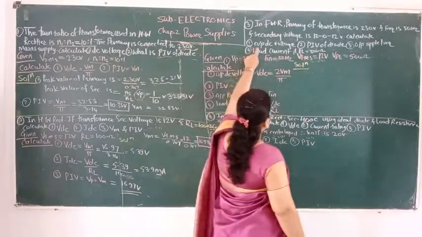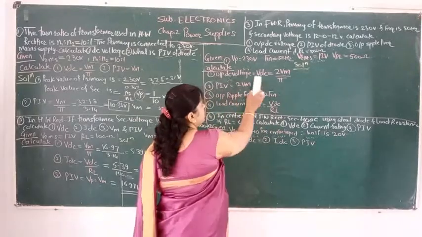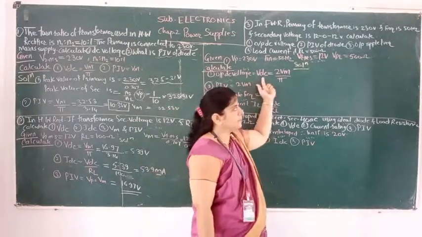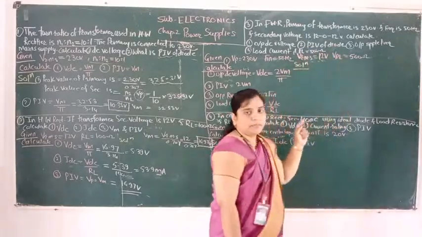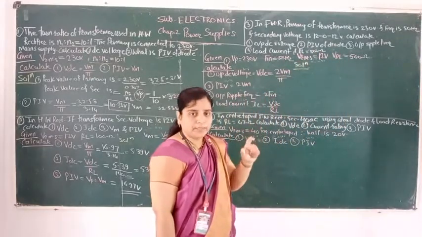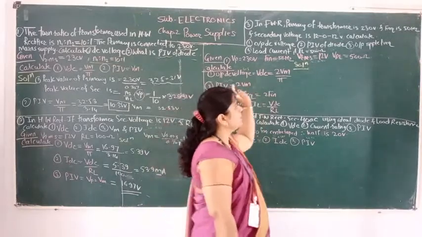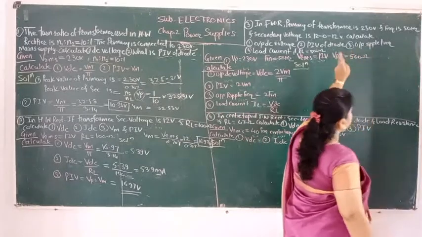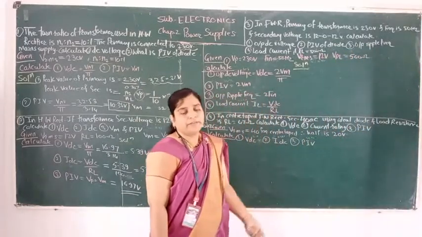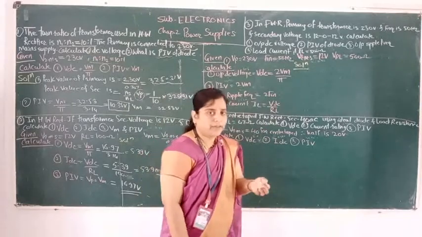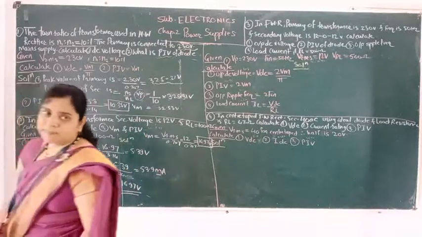What we have to calculate here? First is the output DC voltage, that is the VDC. Second, PIV of the diode, that means the peak inverse voltage of the diode. Third is the output ripple frequency. We have seen the ripple frequency for half wave rectifier, full wave rectifier, and bridge rectifier.